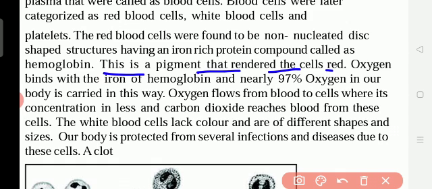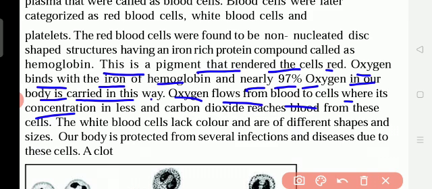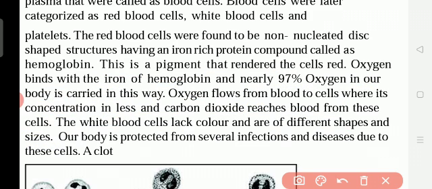What is that hemoglobin pigment? Iron protein. Oxygen binds with the iron of hemoglobin and nearly 97% of oxygen in our body is carried in this way. So oxygen is carried to all parts of the body through the blood. Oxygen flows from the blood to cells where its concentration is less, and carbon dioxide reaches blood from these cells. The white blood cells lack color and are of different shapes and sizes. The red blood cells' work is to carry the oxygen to all parts of the body.